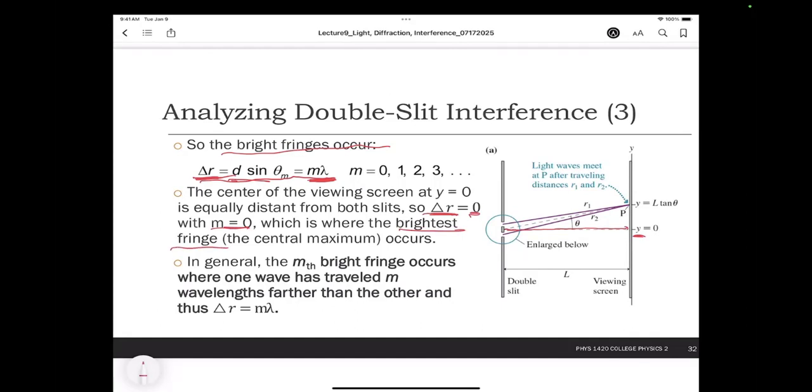Okay. In general, the m-th bright fringe occurs when one wave has traveled m wavelengths farther than the other, and thus the difference is m lambda. Yeah, the m-th bright fringe occurs when one wave has traveled m wavelengths farther than the other. Does it make sense to you? Okay.